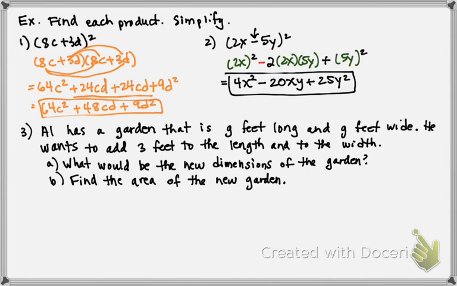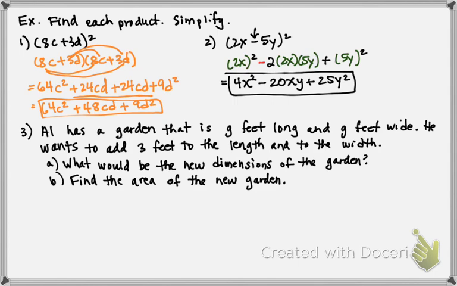Al has a garden that is G feet long and G feet wide. He wants to add 3 feet to the length and to the width. What would be the new dimensions of the garden? And find the area of the new garden. So go ahead, pause, write this out, and then we will continue.